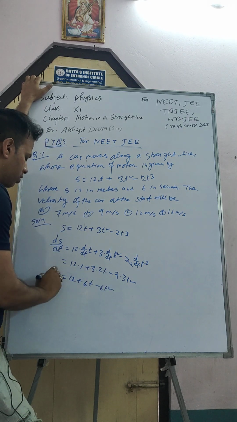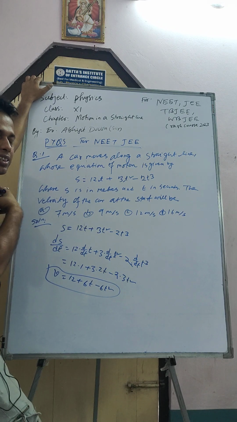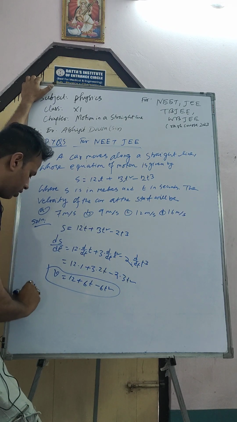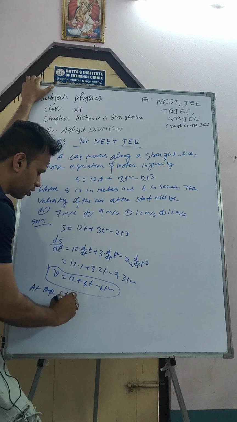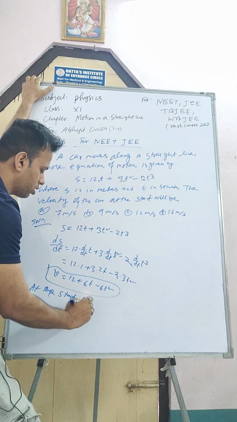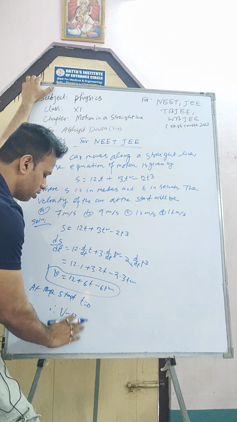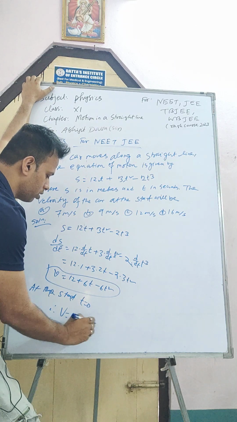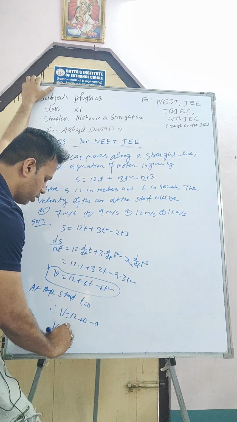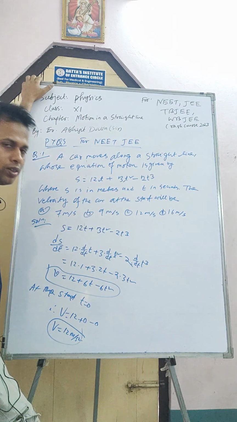So at the start, this one is what, sir? This one is the velocity. At the start means at time t equal to 0. So velocity will be what? V equal to 12 plus 0 minus 0. So V will be 12 meter per second.